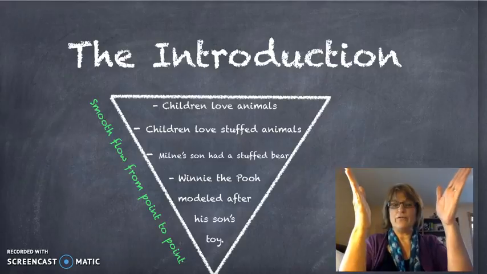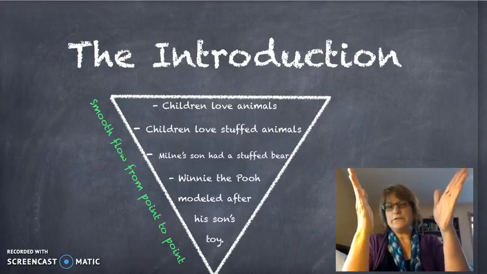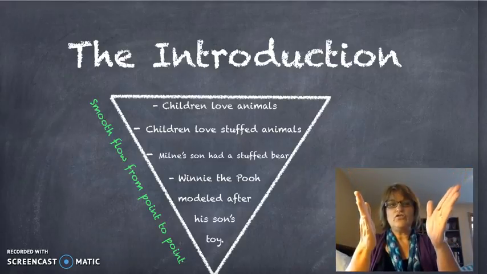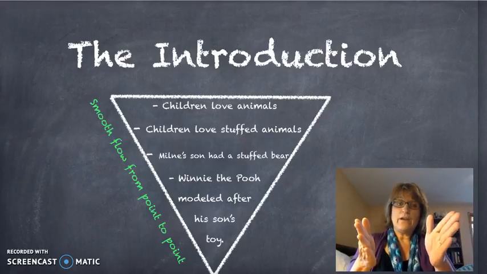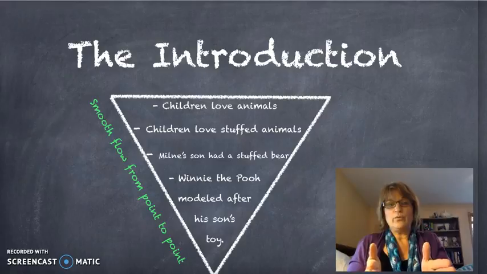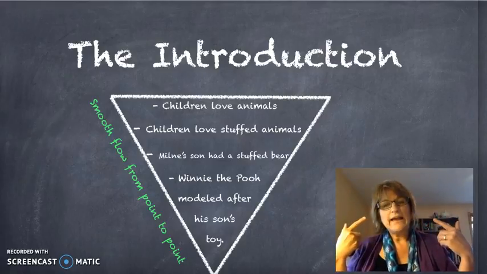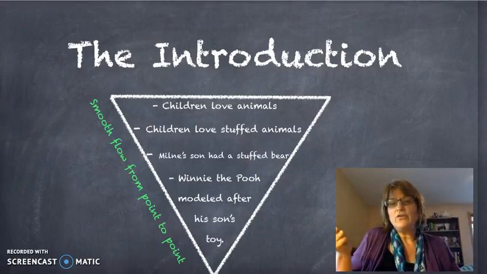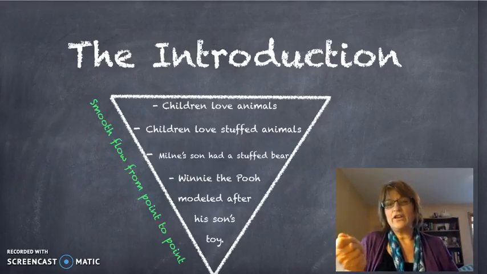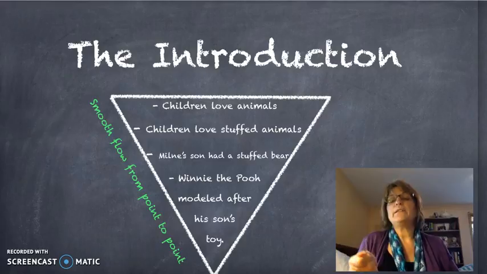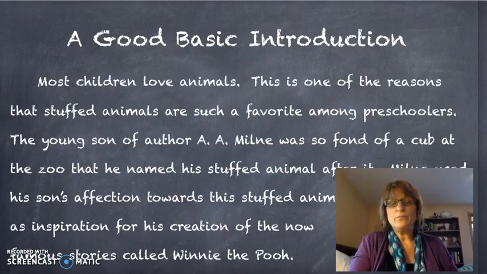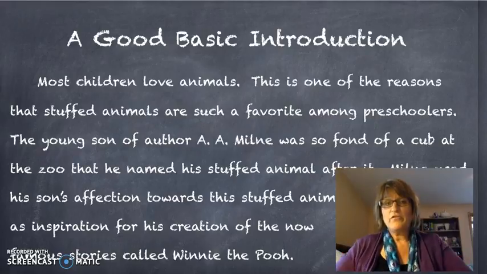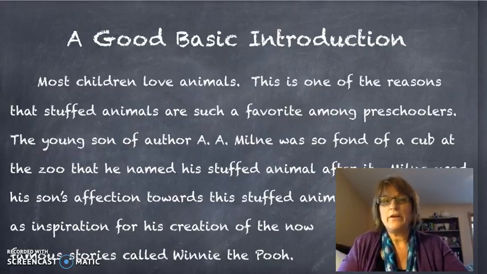I'm going to see if I can get both fingers in here. Least specific, children love animals. Children love stuffed animals. A.A. Milne's son had a stuffed bear. Well, Winnie the Pooh was modeled after his son's toy. If you're visual like I am, you can think about leading your reader by the hand and walking them step by step by step. So this idea would be fulfilled in a paragraph.